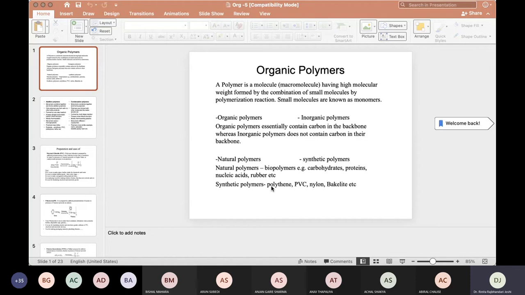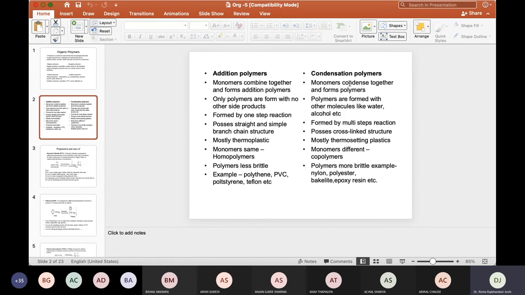These are mostly non-biodegradable polymers. There are some exceptions, but mostly they are non-biodegradable as well as poor conductors of electricity. Now, in polymerization reactions, you have already studied addition polymers and condensation polymers.